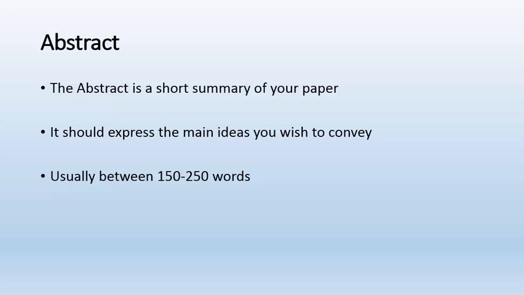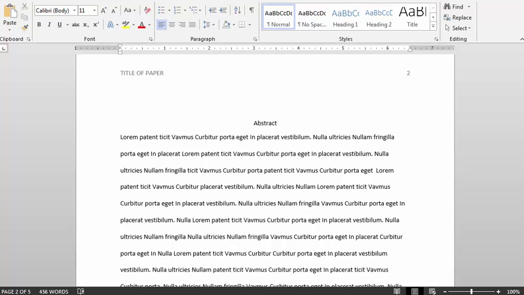After the title page is where you'll place your abstract. The abstract is a short summary of your paper and will express the main ideas that you wish to convey. Usually this won't be any longer than 250 words. It's usually between 150 and 250. And here's an example of an APA abstract. You can see you want to put the word abstract centered in the middle of your paper, followed by the actual abstract.